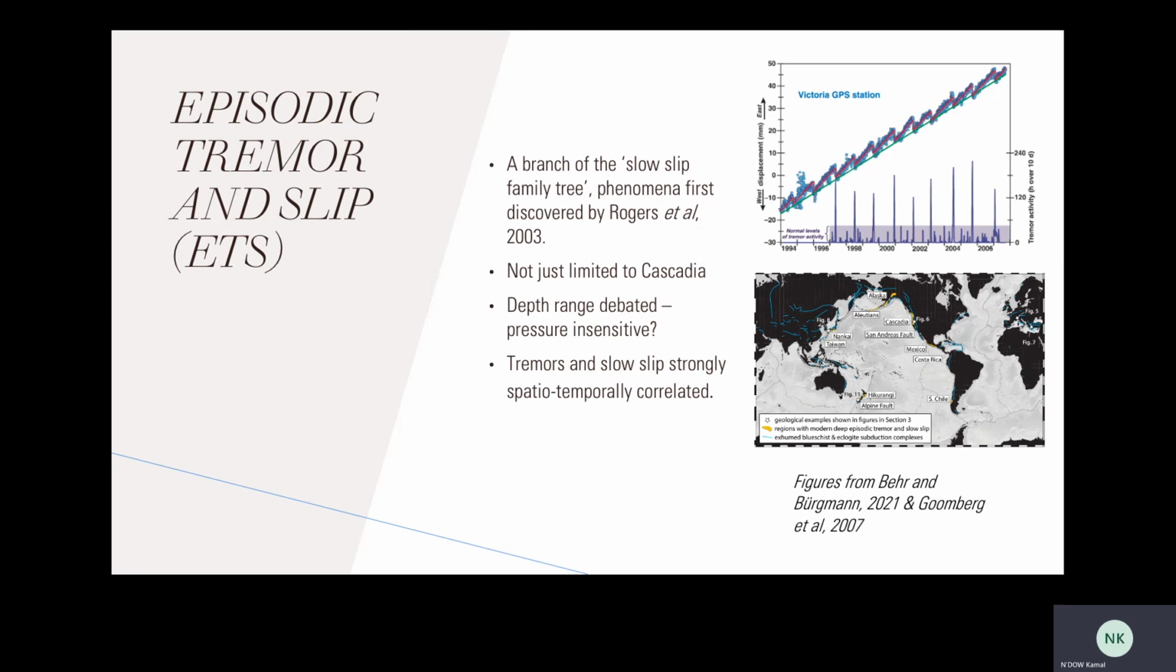Comparatively, ETS events have lower stress drops than earthquakes, with stress dropping around 100 kilopascals compared to the 1 to 100 megapascals of a megathrust event. Tremors and slow slip are believed to have a strongly correlated spatiotemporal relationship, as you can see in this receiver diagram. However, there have been instances of slow slip with no detectable tremor, which could be a result of instruments not being sensitive enough to trace them. They are typically measured by GPS.